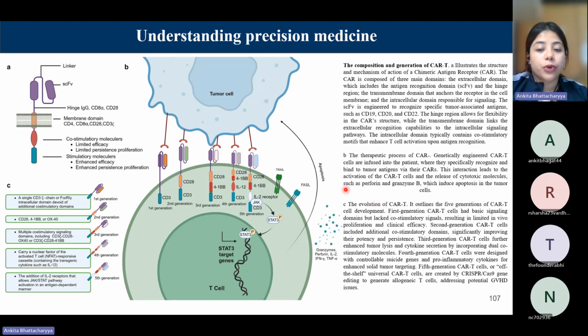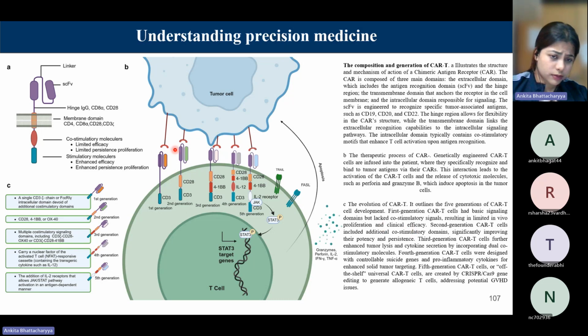But what I want you to understand finally, to wrap up today's class, is the evolution of CAR T, how they have undergone modification over time. So, 5 generations of CAR T cell development have been recognized. The first generation CAR T cells had basic signaling domains, but there was no co-stimulatory signal. So, in vivo proliferation and clinical efficacy was quite compromised.